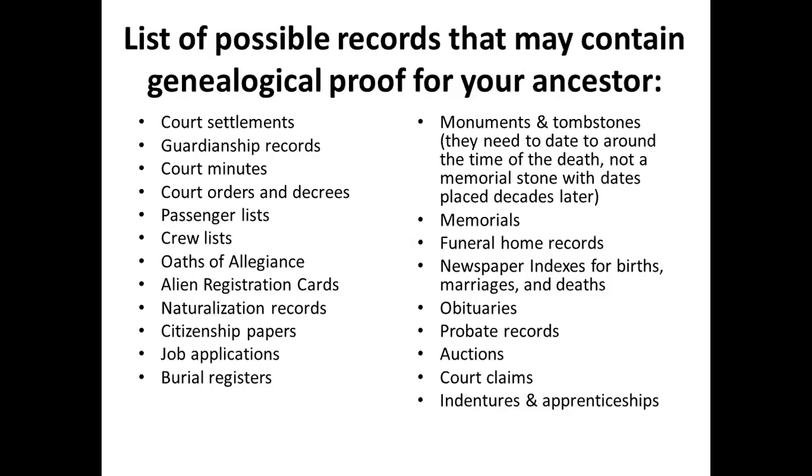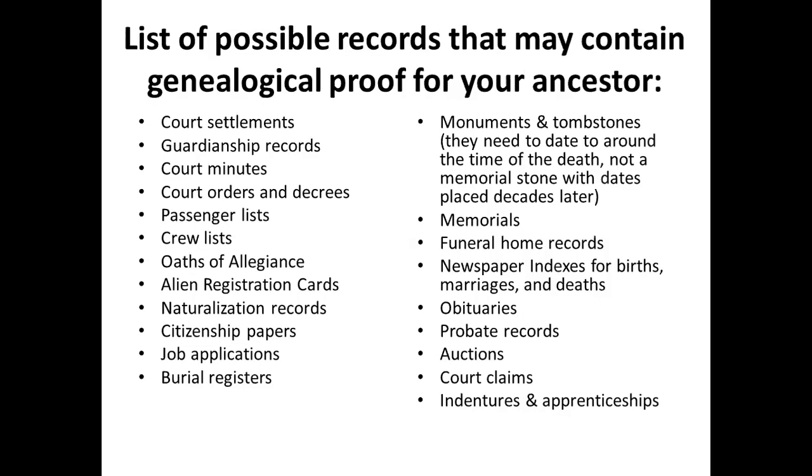Passenger list, crew list, oath of allegiance, alien registration cards, which is not what you might think, naturalization records, citizenship papers, job applications. Today job applications have enough questions on them, but if you can actually find job applications from, say, 50 years ago or further, think of the questions they might have asked and what great information that can give you. It would probably have referrals or who you have worked for. So that's a great deal of information that you could get if you were able to find those.